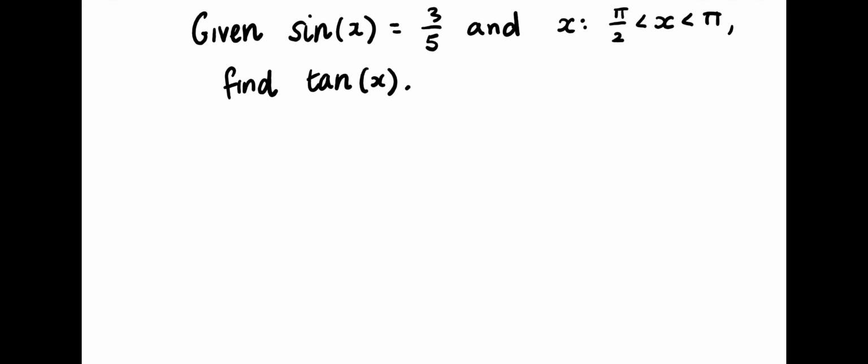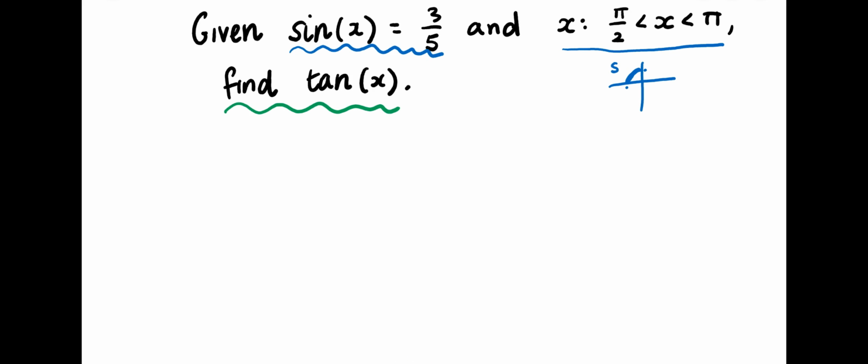Now let's have a look at the context here. We're given sine x equals 3/5. And we know that x is in between pi on 2 and pi. Well, what does that look like? It means it's in this quadrant here, because that's pi on 2 and that's pi. So I know we're in the S quadrant. We're asked to find tan of x. So we're asked to find what is the tangent of x.